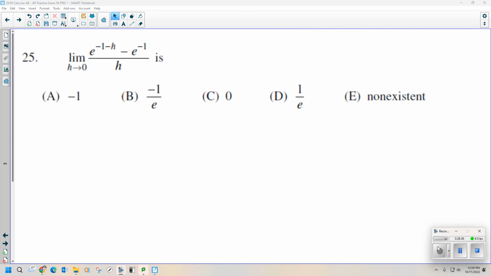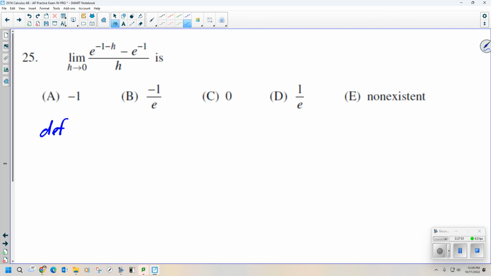Number 25. If you're looking at this and you're saying to yourself, this is another one that's going to be difficult, it is not. It's very easy. And let me explain why. If you noticed one thing about this, this becomes very, very easy.